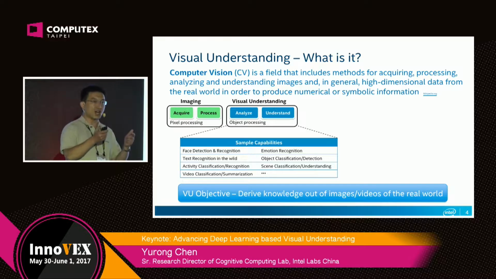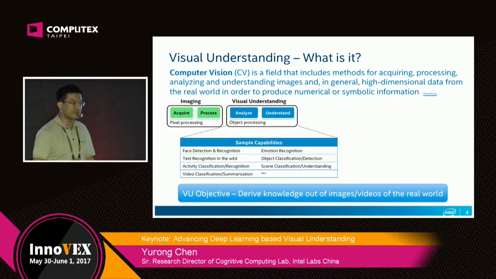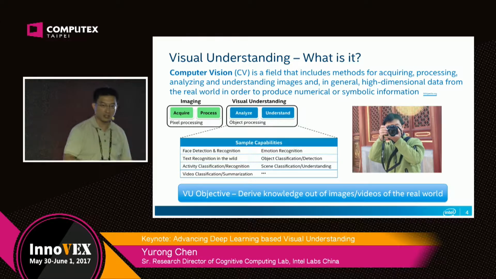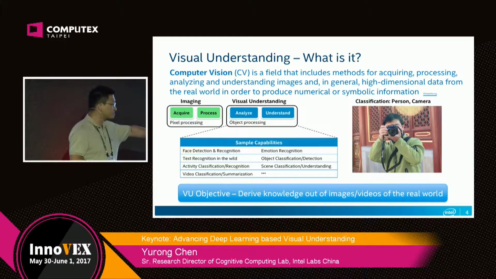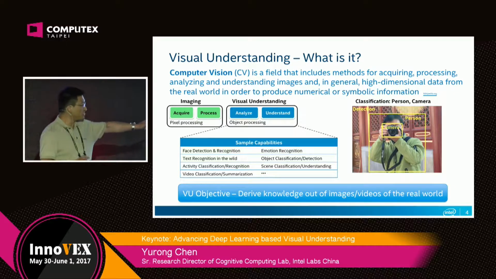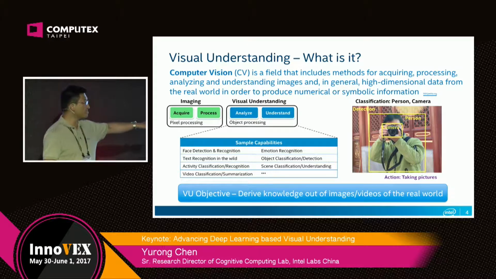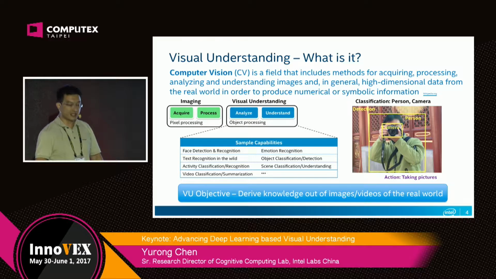Classification is to predict the class of the main object of an image. And detection is to predict not only the class of the object, but also the positions with tight bounding boxes. In the detection task, the objects can be of any size and any number. So detection is much more difficult than classification. Here is an example. For a given image, by classification, we know there are a person and a camera in the image. And by detection, we know not only the object classes, but also the positions with tight bounding boxes. By further analyzing the relation, we know this person is taking a picture. This is action recognition, which is much more difficult than classification and detection.